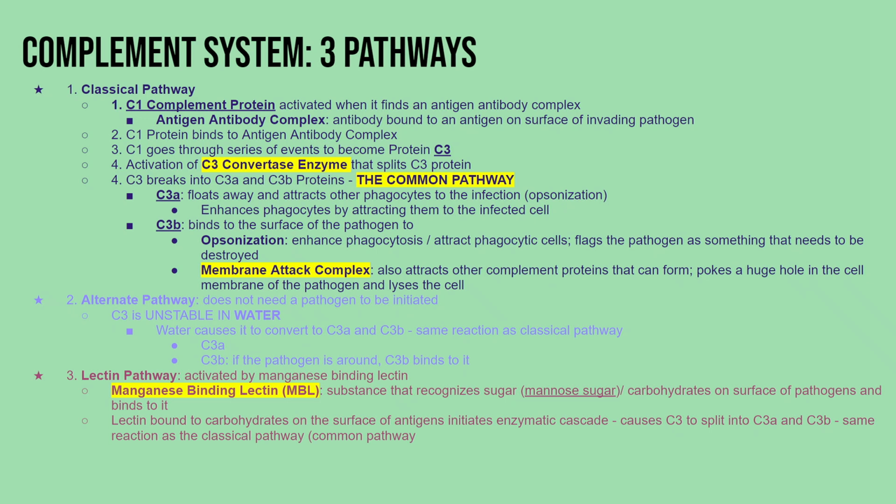So basically, they're all the same, but the main difference is what triggers them to start. So the first one is started by the antigen-antibody complex. Alternate pathway is started by water, and the lectin pathway is started by a mannose sugar. And then all of them pretty much do the same thing.